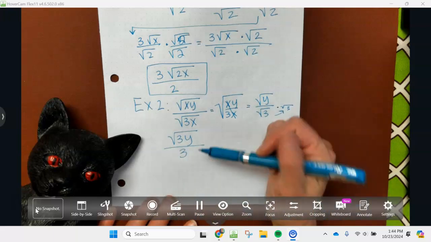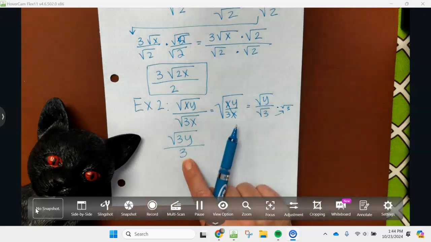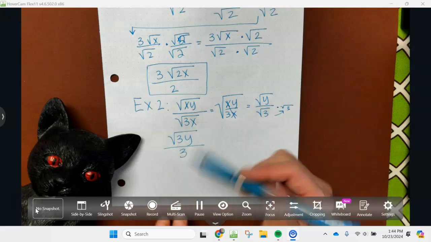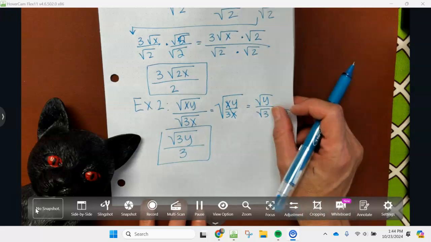Now be careful. I've seen some of us try to cancel those out. That's a whole number 3. That's the square root of 3. So those don't cancel out because those are not like terms. So that's going to be the final answer on that.